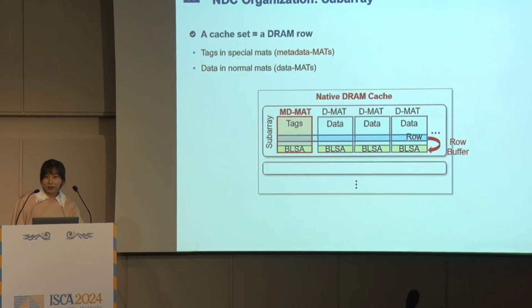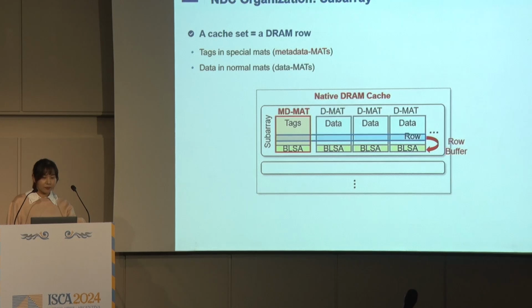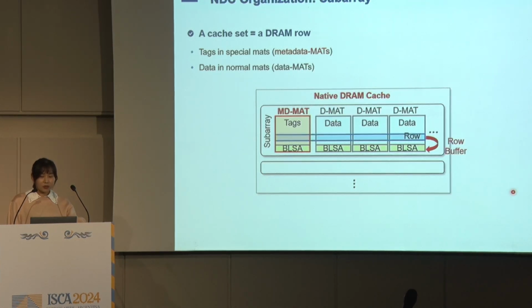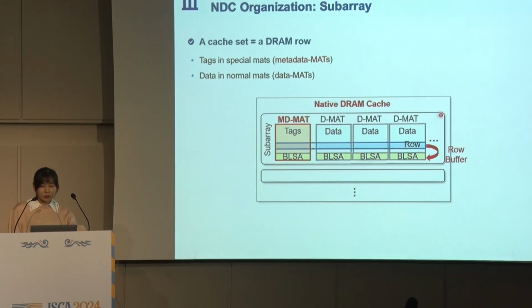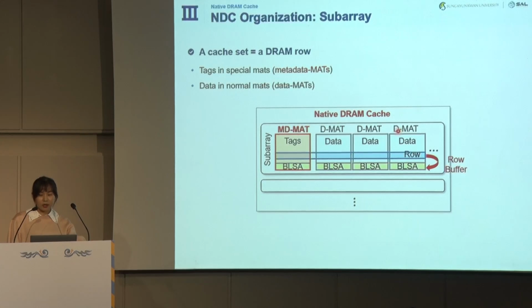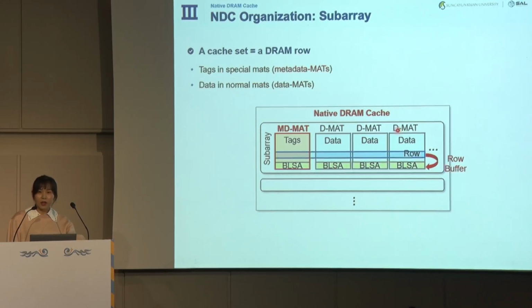Allow me to briefly explain the structure of DRAM. Each subarray is composed of multiple mats, and the bitline sense amp performs the function of sensing bitline and bitline bar in a mat, also serving as a device to store data from an activated row. Hence, it is also called the row buffer.